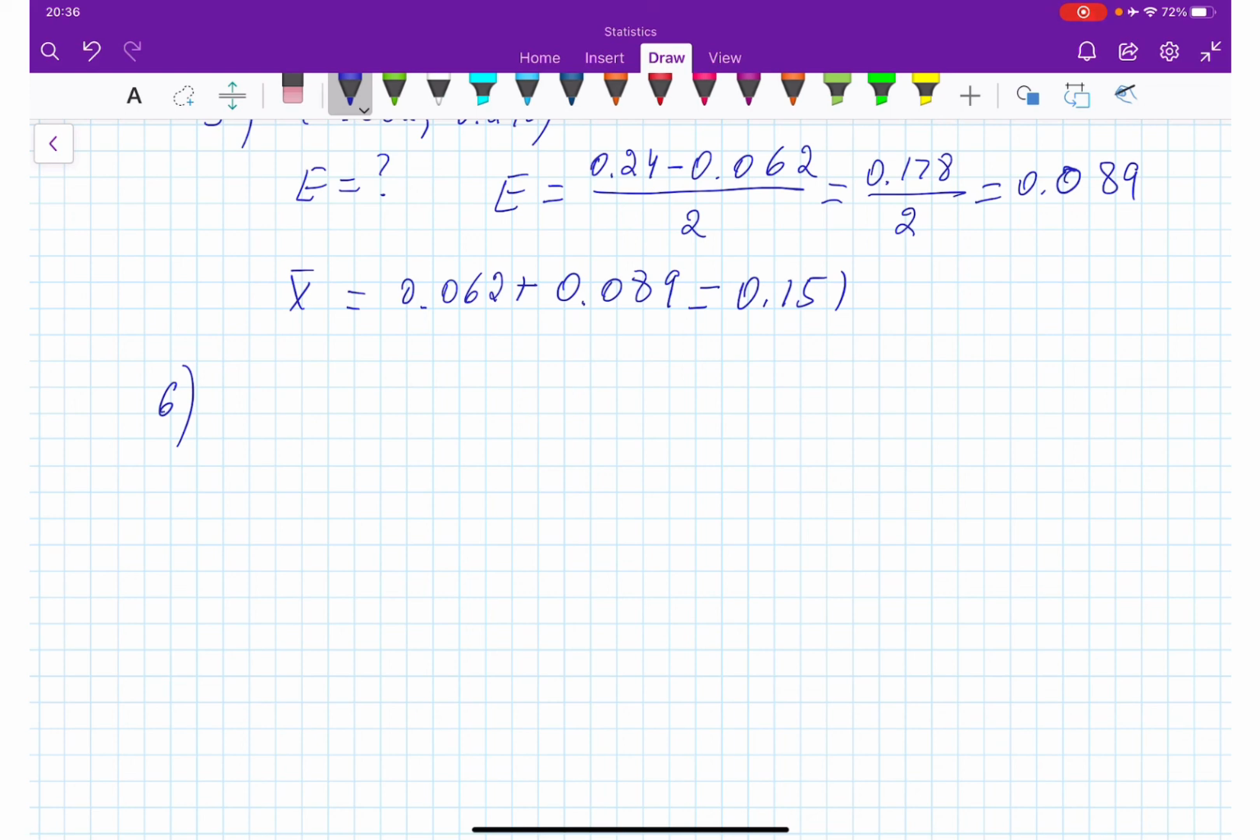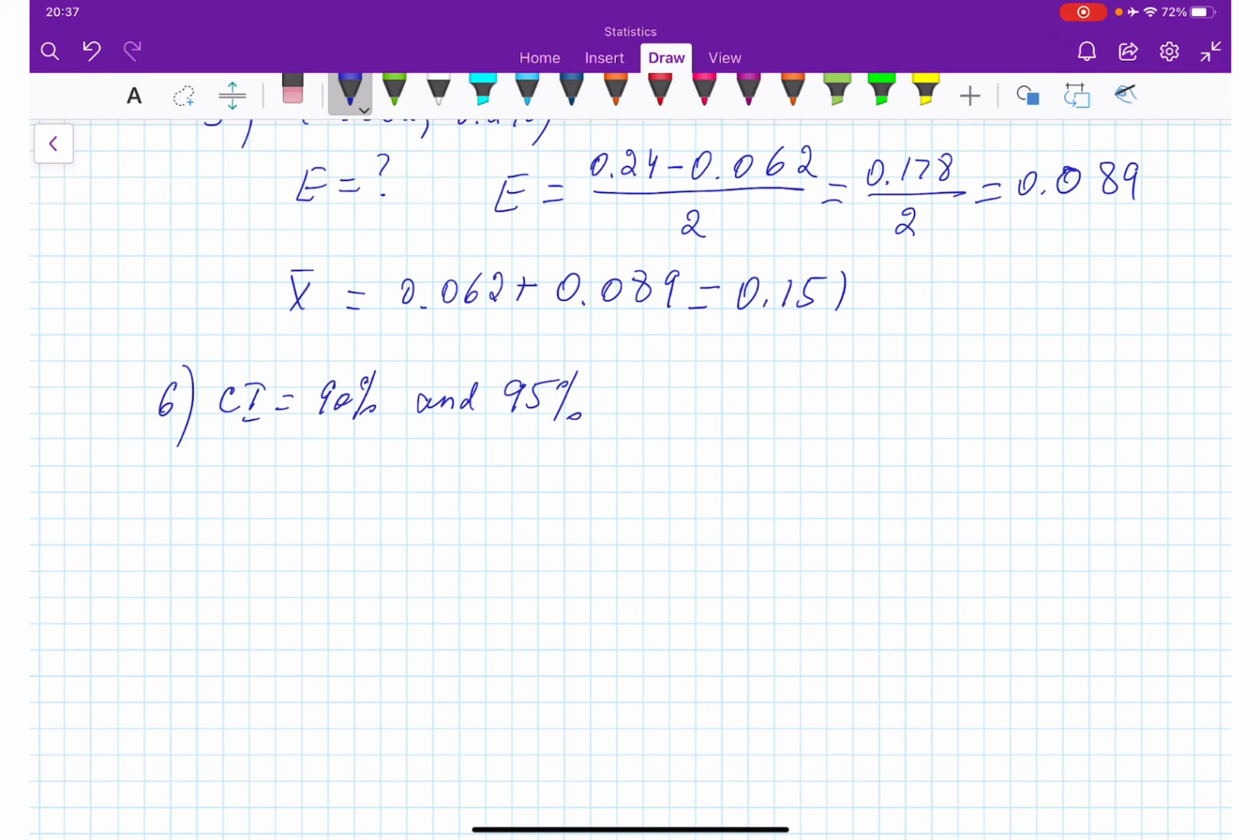Question number 6. So here we need to solve the problem. We are given the sample mean and population standard deviation. Use the information to construct 90% and 95% confidence intervals for the population mean.